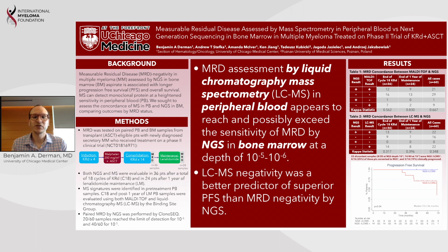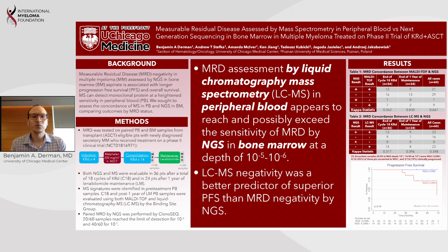And what we did is we actually used samples from a prior clinical study of ours, which you can see under the methods here. And we used a regimen called KRd. These patients received a total of 18 cycles of KRD in addition to a stem cell transplant. And we took samples at the end of those 18 cycles of treatment. And then we took samples again 1 year later when they were on lenalidomide maintenance therapy. And we had matched, paired samples. Every patient had an NGS sample from the bone marrow and a peripheral blood sample with mass spectrometry.